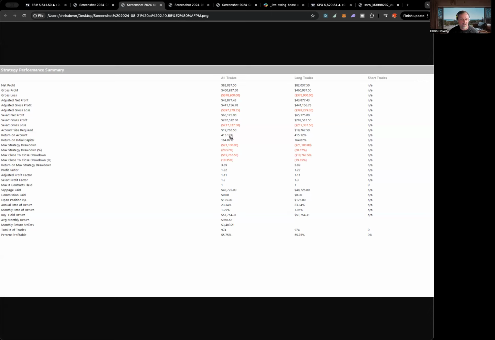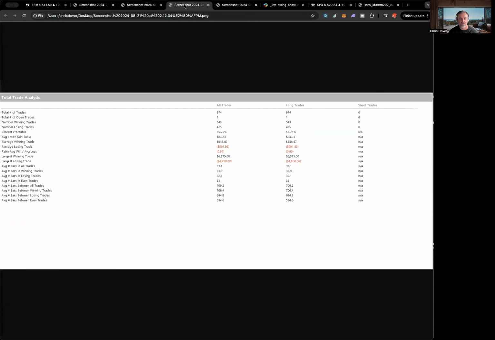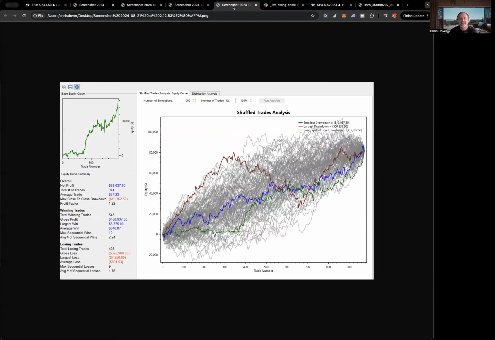Let's see here. Return on capital, 415%. Total number of trades, 974 trades. Again, 55%. Average winning trade, $848. Average losing trade, $891. That changes because the cost of the contract continues to change. Average 33 minutes in your trades of open market time. And then here's the Monte Carlo.